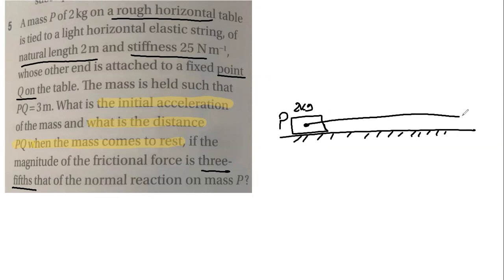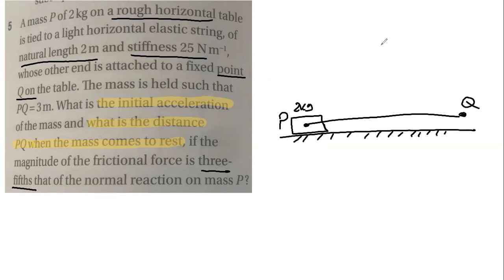Basically we need to decode everything on a diagram to help us analyze the forces and solve the question. So first of all, let's have our rough horizontal table. That's a rough horizontal table. And then we have a mass P. I'll just put it as a rectangular block. Mass P, which is 2 kilograms, and that's tied to an elastic string to point Q.